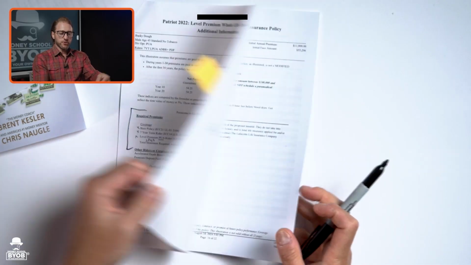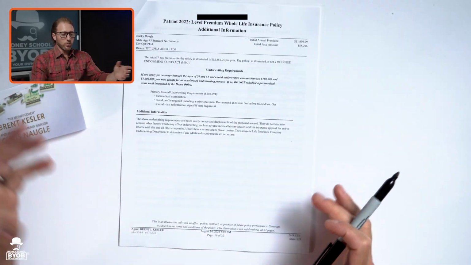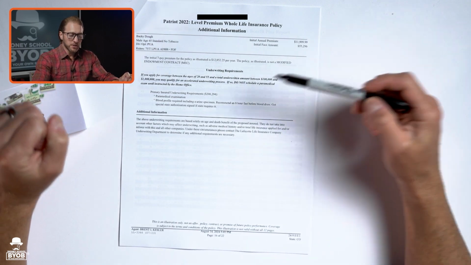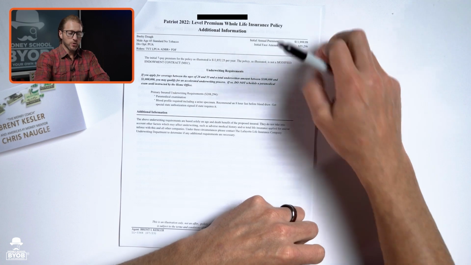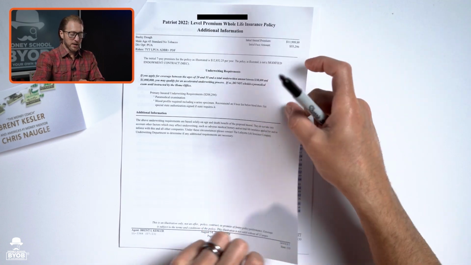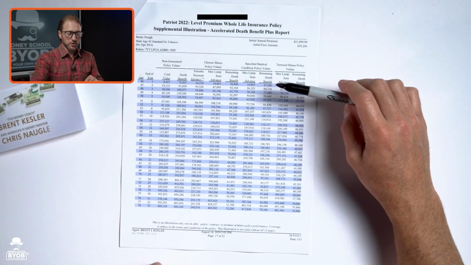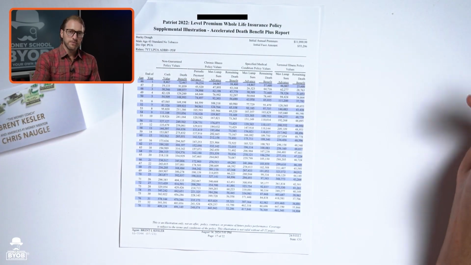Now, as we go further into the illustration, what we're going to basically get into is a little bit of information about the underwriting requirements. So you could read that. It's just saying that they're going to require underwriting to issue this policy. A little bit of additional information. And then over here, we're just going to look at different things, different living benefits.